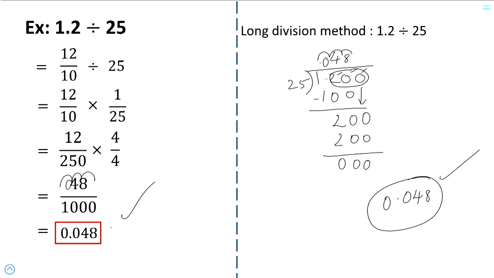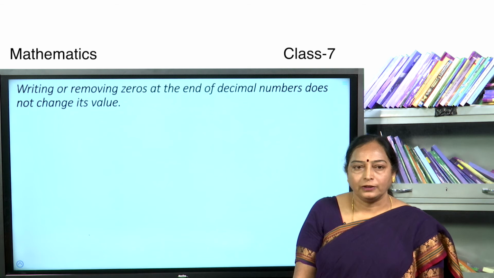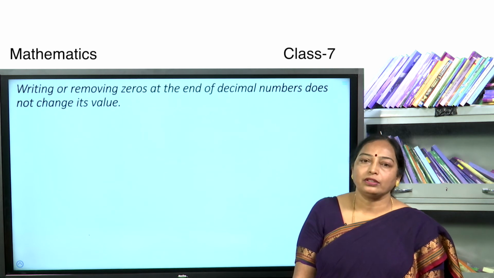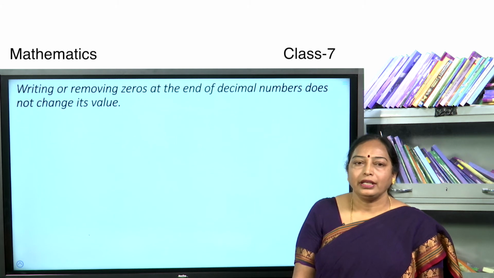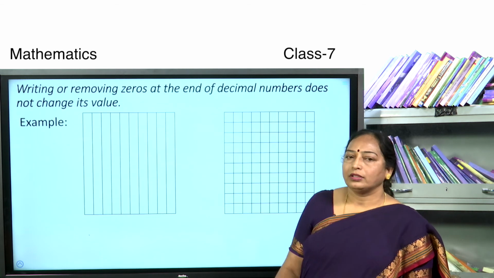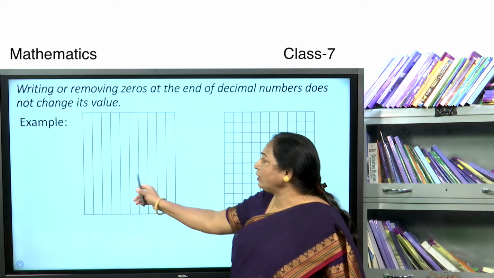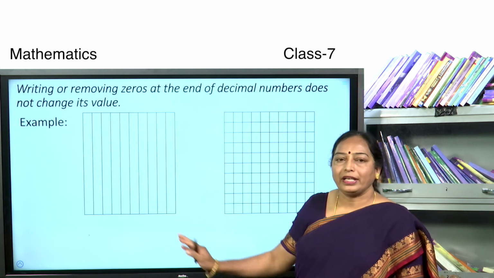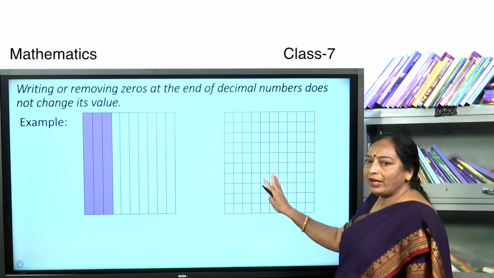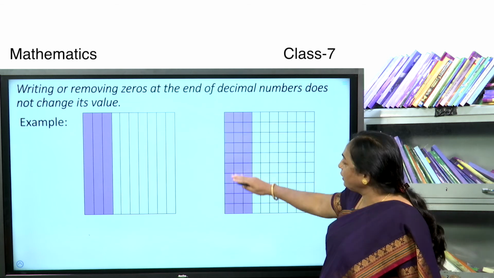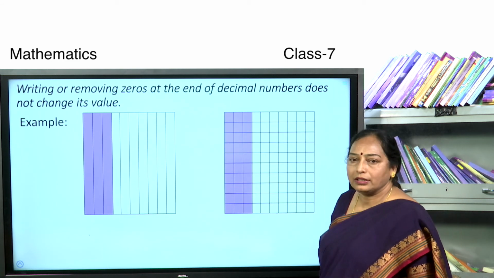Children, let's do one activity. See whether writing or removing zeros at the end of decimal numbers changes their value or not. Let's consider two figures. The first figure is divided into 10 equal parts. Out of 10, 3 parts are colored. The second figure is divided into 100 equal parts. 30 equal parts are colored.